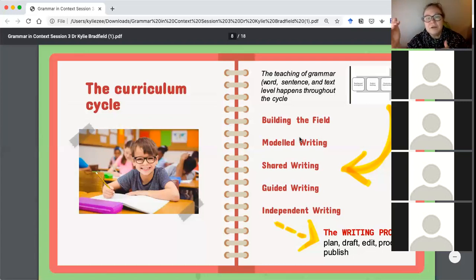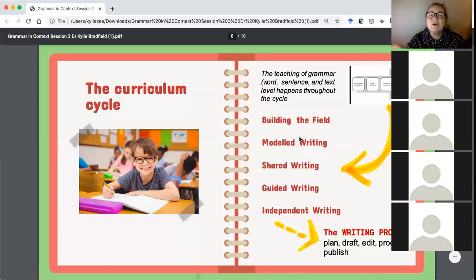We then follow the normal scaffolding process for writing that shouldn't be skipped. Sometimes you are going to be the modeler, the writer, and all of the work that we've been looking at over the last few weeks around grammar should come in here, where you are modeling, sharing, guiding, and allowing the students to have their own chance to do it. So it's almost like the grammatical scaffolding fits inside the writing or curriculum cycle. So it's a really kind of double layered event that's happening here.